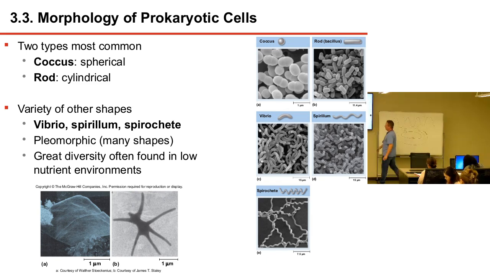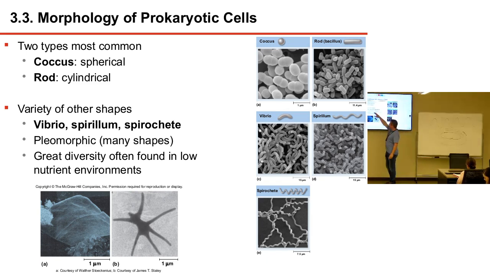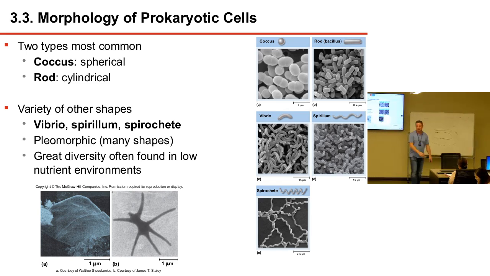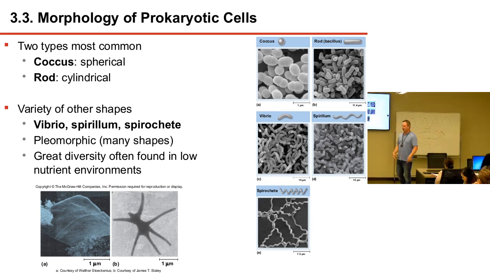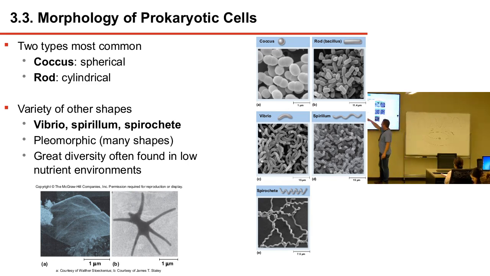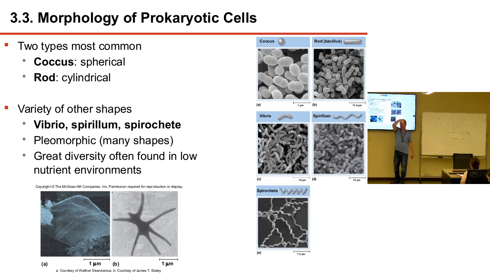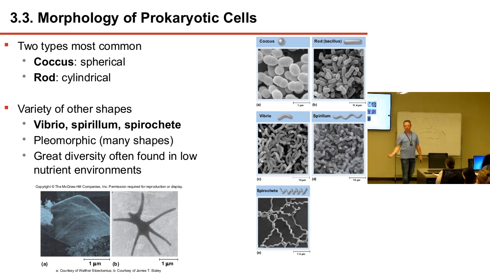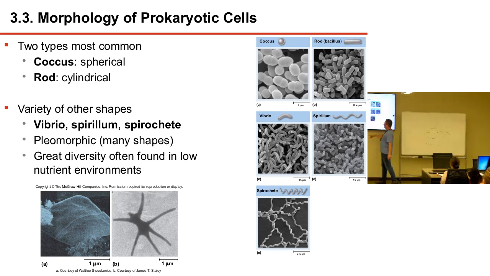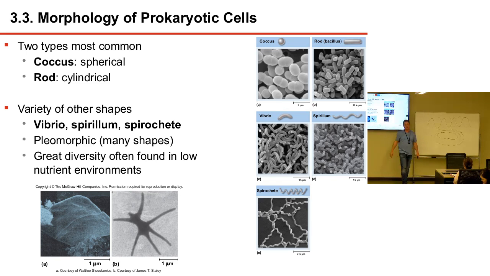However, there are other shapes too. We've got the Vibrio. Vibrio have a comma shape to them. The most common Vibrio is Vibrio cholerae, which causes the waterborne illness cholera. Spirillum has more of a wave shape to it. And the spirochetes have a corkscrew shape to them, so think about a wine corkscrew. The most common spirochete out there is the one that causes Lyme disease.